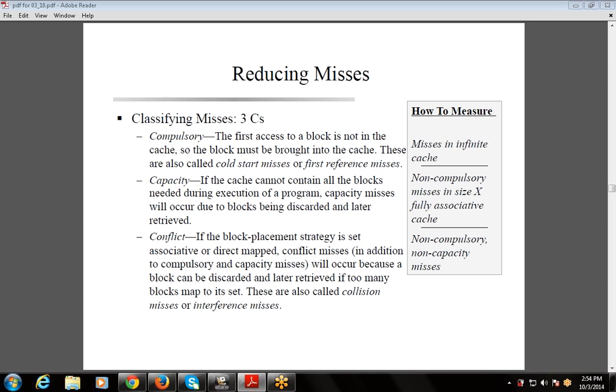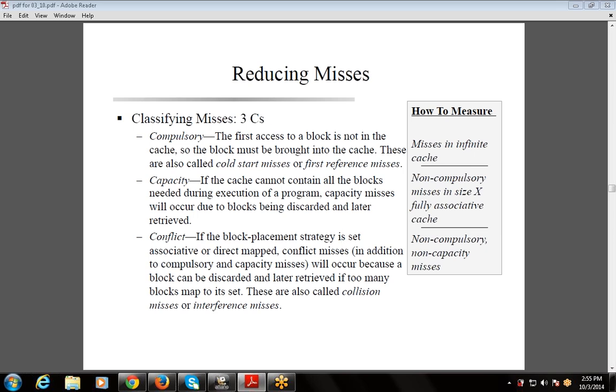Next is capacity. If the cache cannot contain all the blocks needed during the execution, capacity misses will occur due to blocks being discarded. These are the three classifying misses, the reasons why a miss occurs in the cache memory. If the cache cannot contain all the blocks needed during the execution of a program, capacity misses will occur due to the block being discarded and later retrieved.